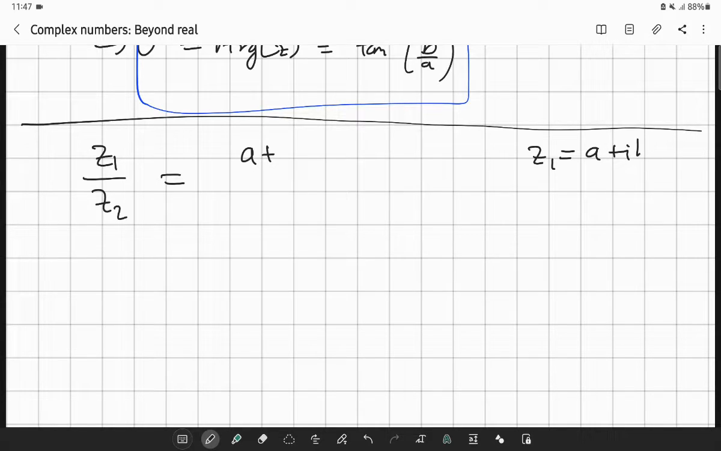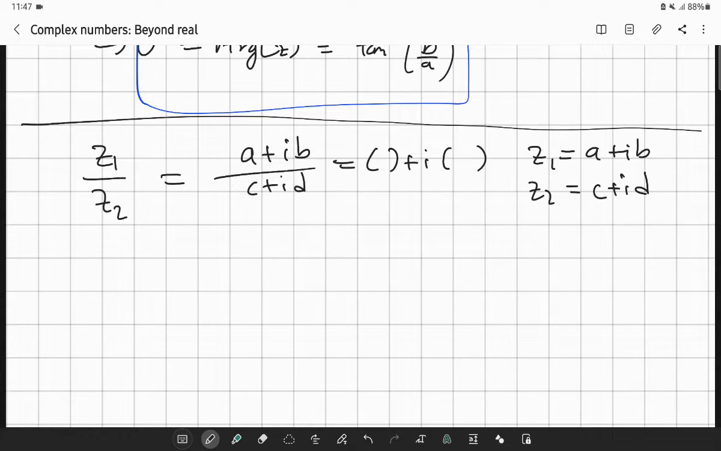z1 is a plus ib. z2 this time I'll just write c plus id for simplicity. Okay, so I have a plus ib over c plus id. Now I want to express it as something plus i something else. I want to find these two numbers. So this is the standard form.